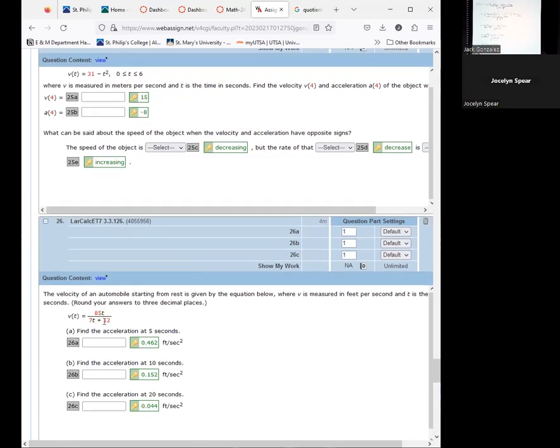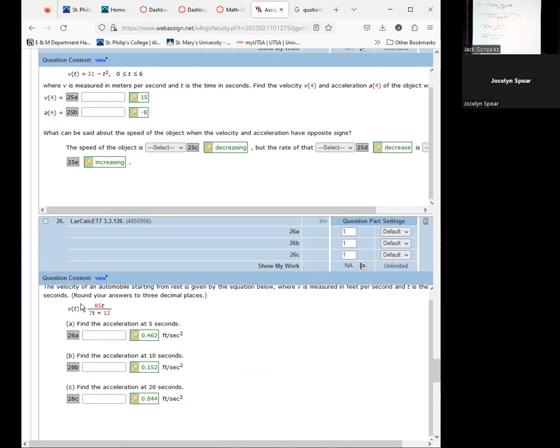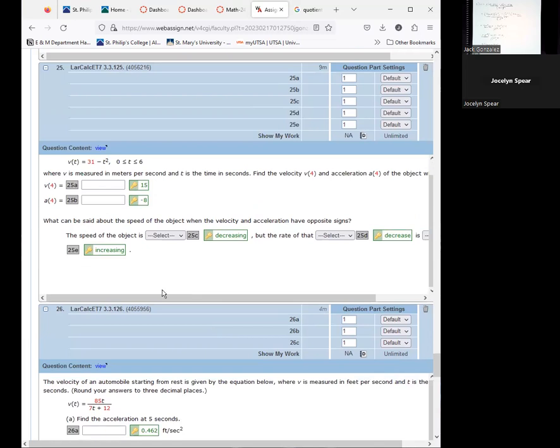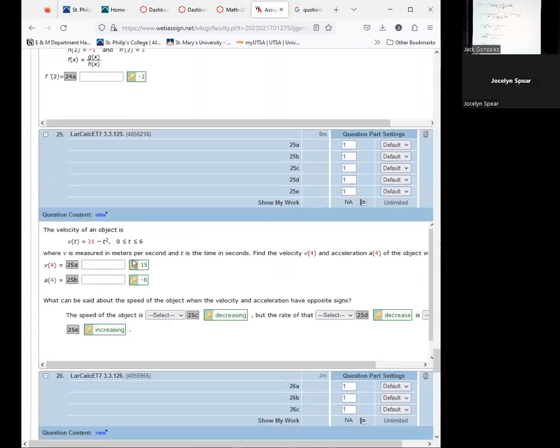Same thing here. You're given a velocity. If they ask about acceleration, you're going to need the first derivative, and then you plug in 5 into that result. It's just going to be a quotient. Does that make sense? Okay. Yep. Okay. But yeah, that's about it.